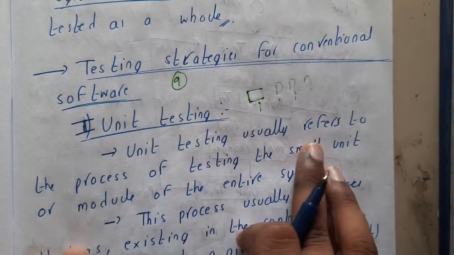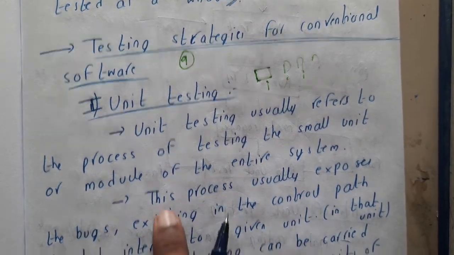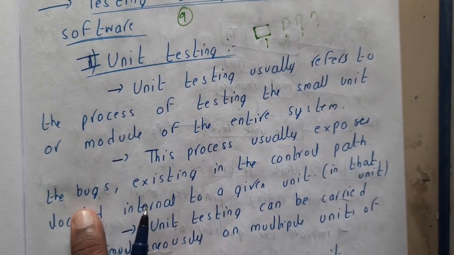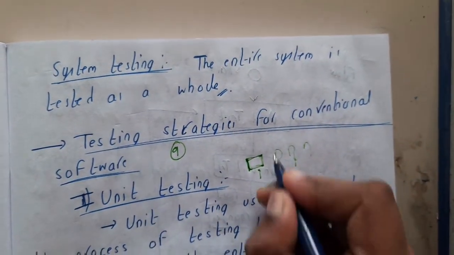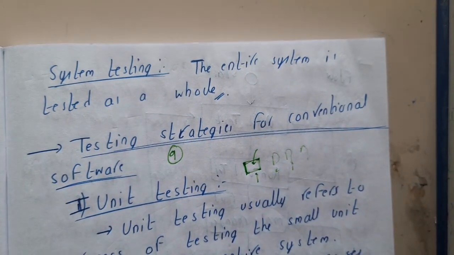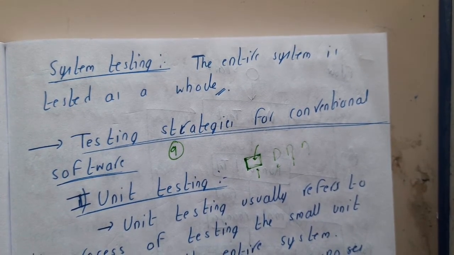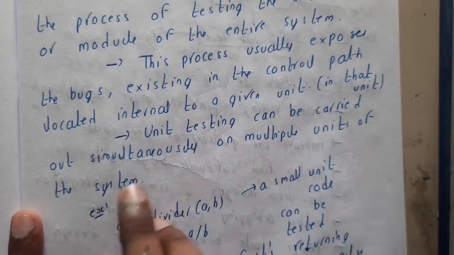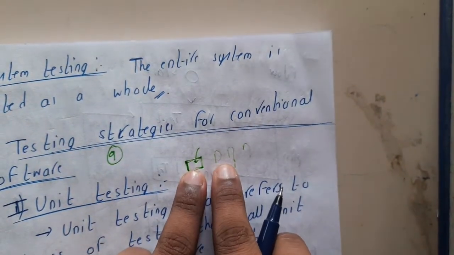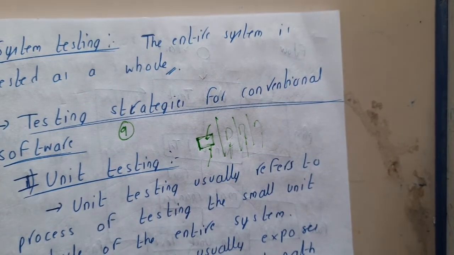Unit testing usually refers to the process of testing the small units or modules of the entire system. This process usually exposes the bugs existing in the control path located internally to a given unit. So basically if you test this unit, what bugs will you be getting, guys? You'll be getting the ones which are inside this only, right? Whatever the code is inside it, if there are any bugs or issues, you can identify and rectify those. That is the main goal of unit testing, guys. Unit testing can be carried out simultaneously on multiple units at the same time. So basically, is unit testing dependent on one another, guys? No. Each and everything is individual, so you can perform unit testing on multiple units at a time.